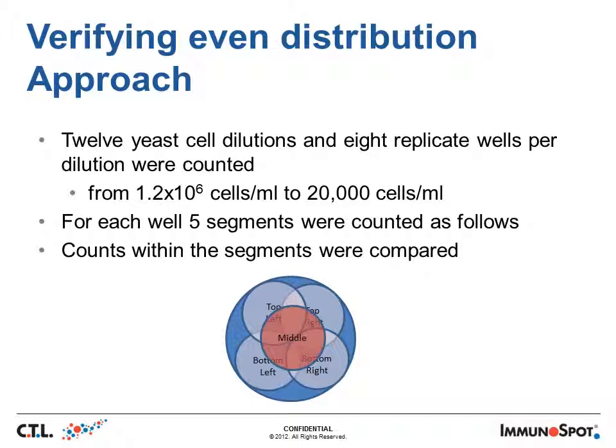Therefore, to verify if the cells were distributed evenly on the surface, we used different yeast dilutions, and we took 8 replicates each for all of these samples, and we imaged 5 different segments of the well: the top left, the top right, the bottom left, the bottom right, and the middle portion. The counts were then compared within each of these segments.